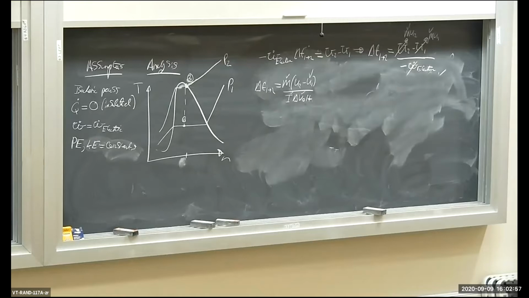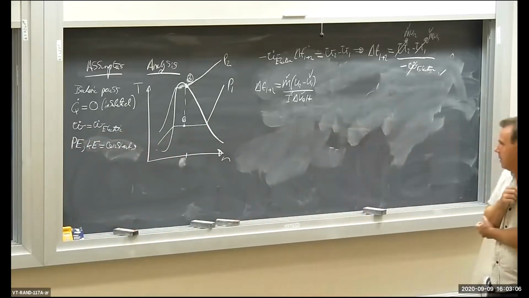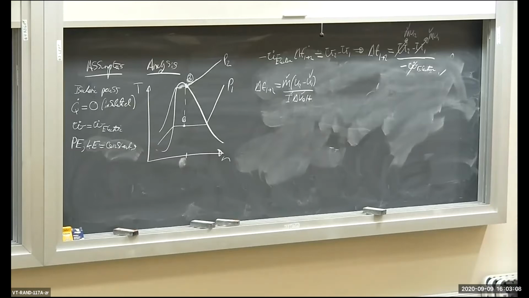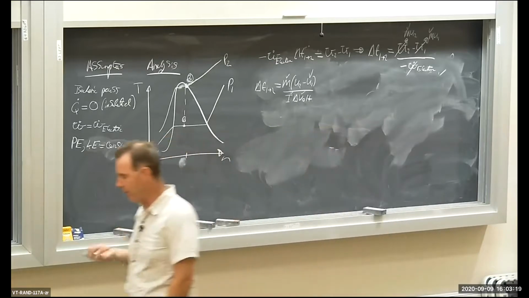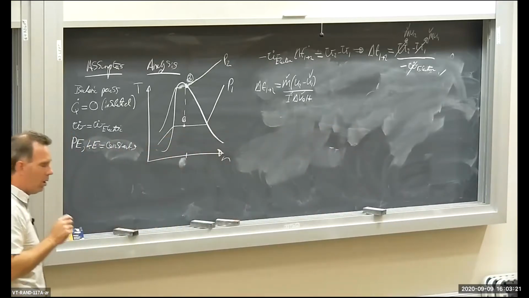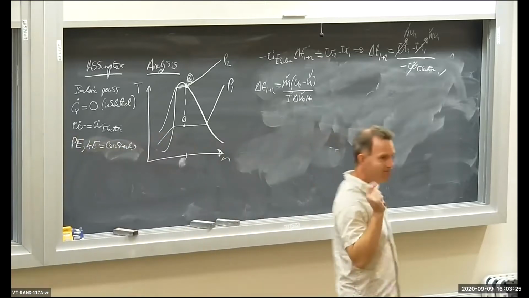Now to do that, we have to know something about state 2. We don't really know anything in particular except that it's a saturated vapor. So state 2 is on the saturation dome to the left of the critical point. We need to know another property to place the state, something else besides the quality. I need a temperature, a pressure, or a specific volume.